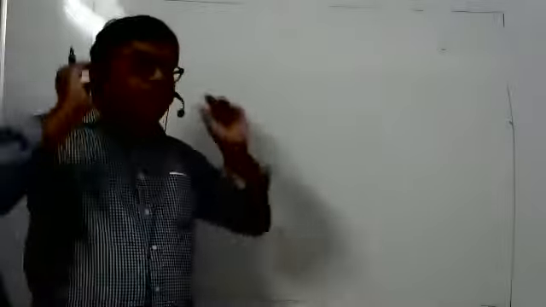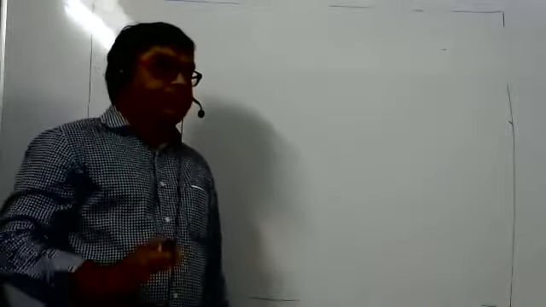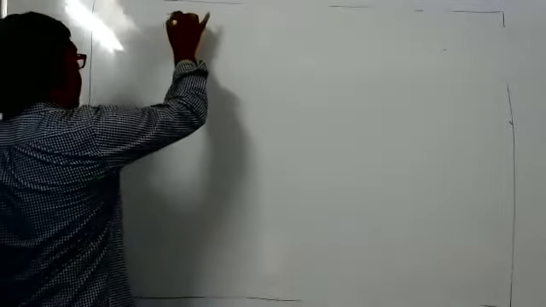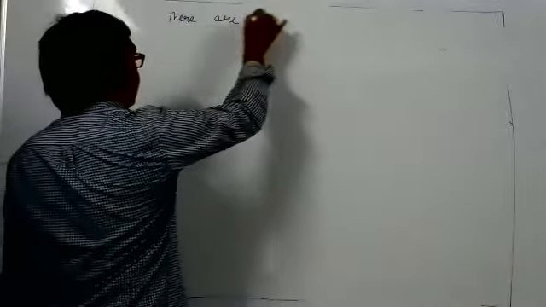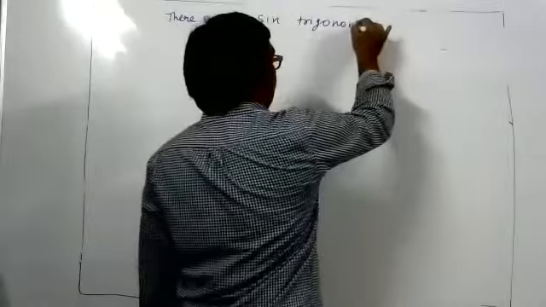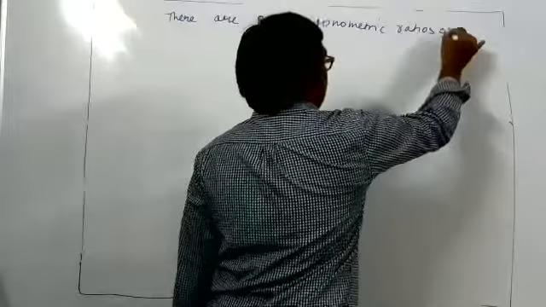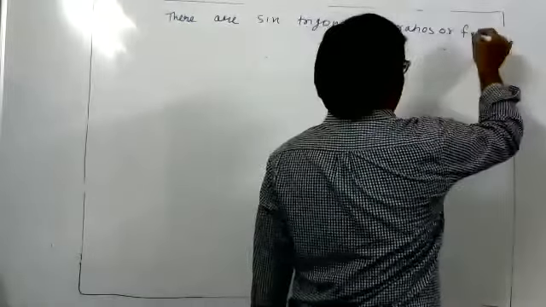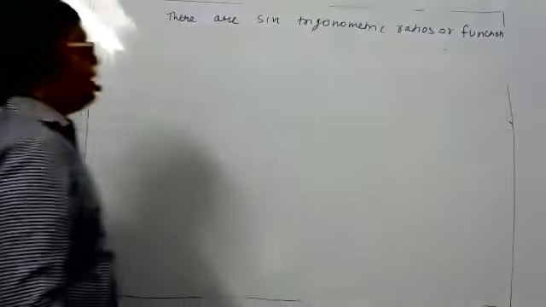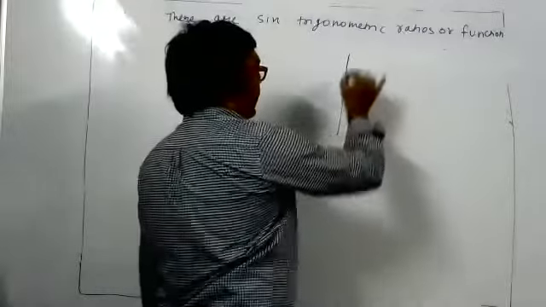As I told you, we'll start the regular class of trigonometry. In the 10th standard also, you know, there are 6 trigonometric ratios. Write down: there are 6 trigonometric ratios or functions. Trigonometric ratios are also called trigonometric functions. Usually we deal with a right angle triangle.